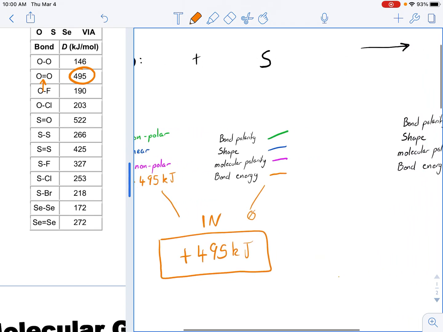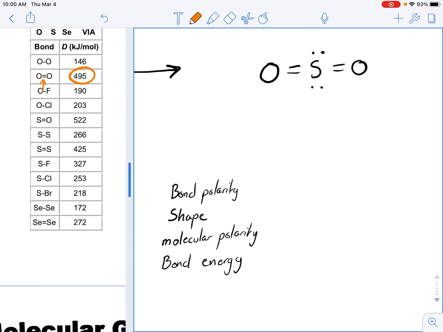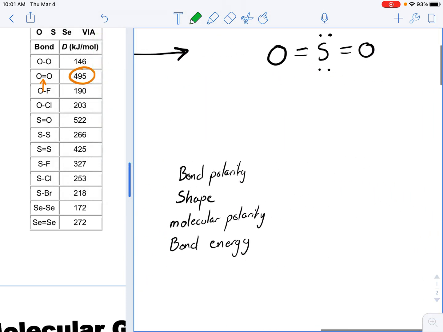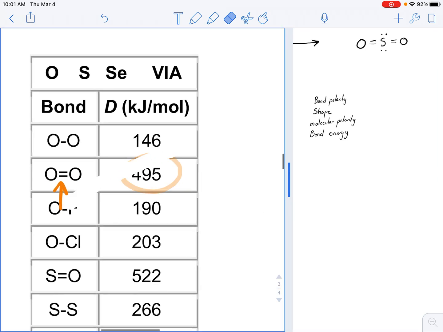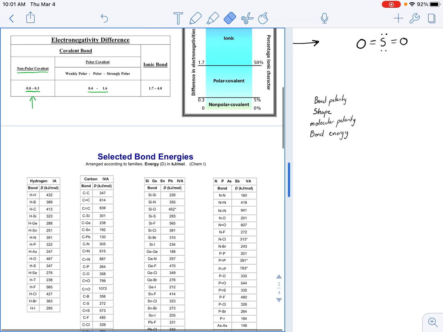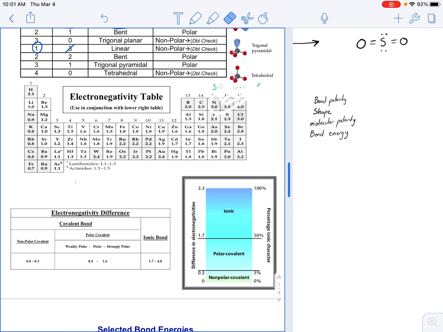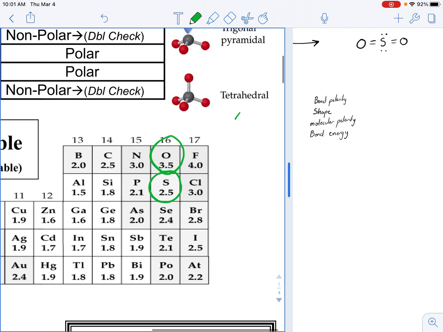Let's jump over here to our last one, sulfur dioxide. Bond polarity, so that's where we've got to start again. So I think that was green for consistency, yes. Scroll up and we're going to start off by looking at, so this time we have sulfur and we have oxygen together. So I have to find the difference between these.